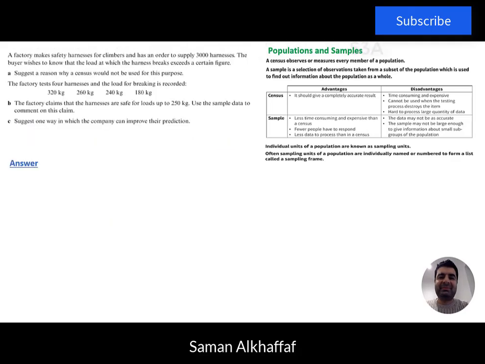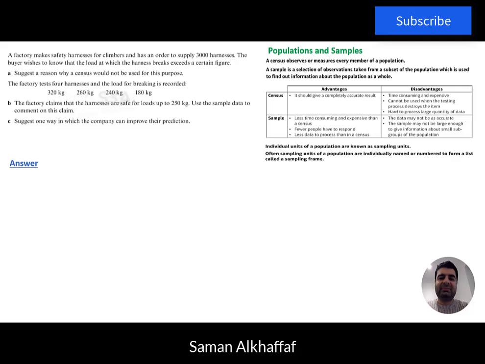In this example, a factory makes safety harnesses for climbers and has an order to supply 3,000 harnesses. The buyer wishes to know that the load at which the harness breaks exceeds a certain figure. A: suggest a reason why a census would not be used for this purpose. Now, the factory tests 4 harnesses, and the load at which each breaks is recorded. So there are 4 tests. The first is 320 kilograms, the second 260, the third 240 kilograms, and the fourth 180 kilograms.